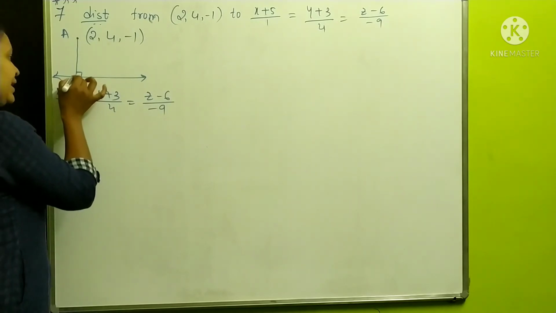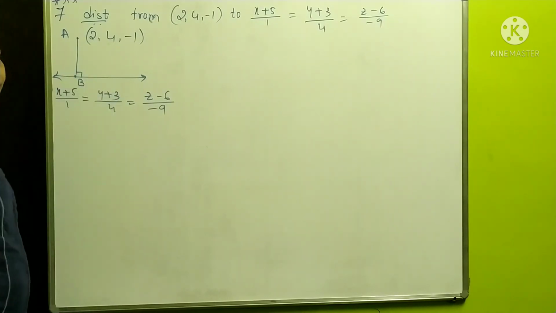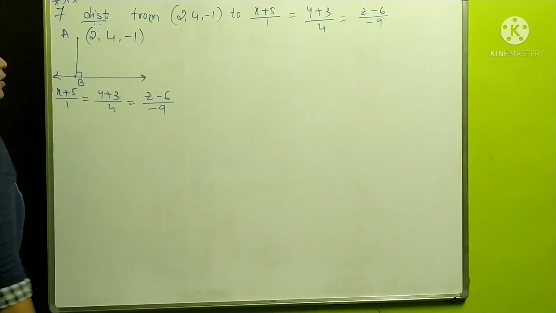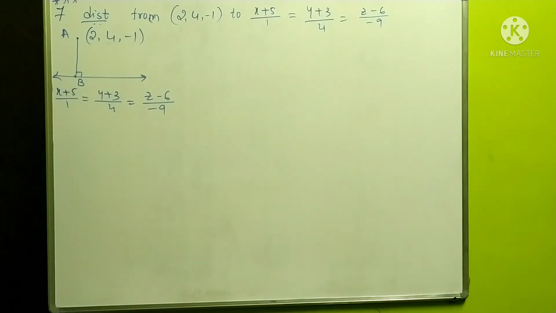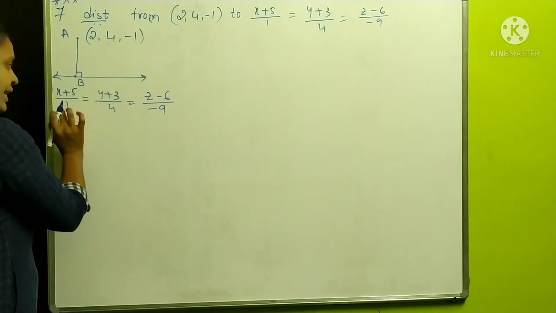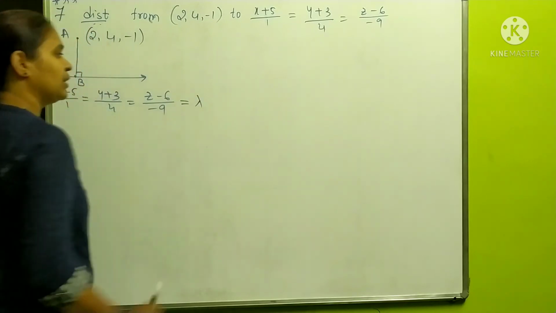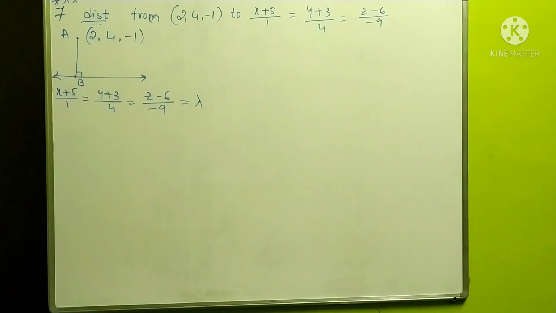Let me take this point as B. If you know what point B is, it is very easy to find out. If you apply the distance formula, you are going to get the distance. But you don't know what point B is. So let us find out what point B is. Before that, let me do one thing. Let me take this as equal to something, lambda. This is equal to lambda.